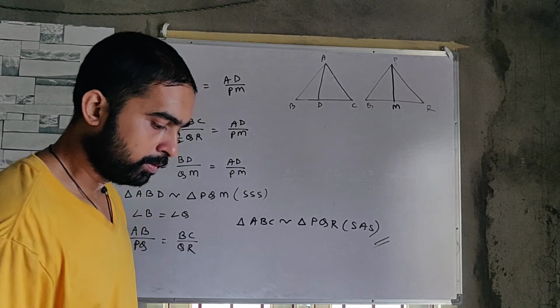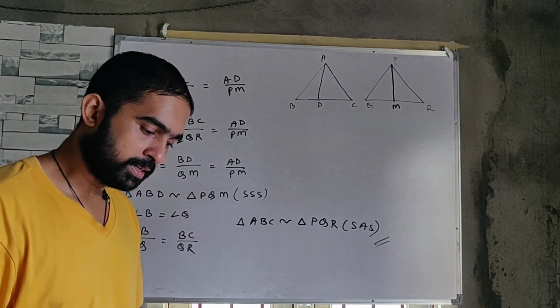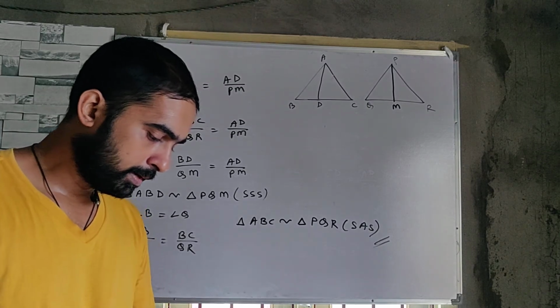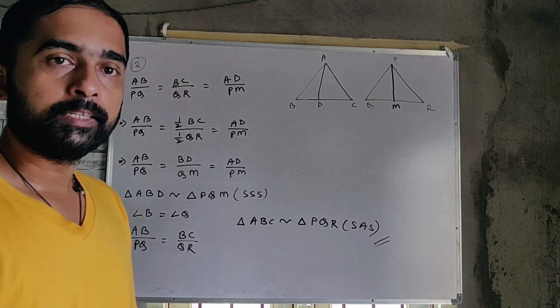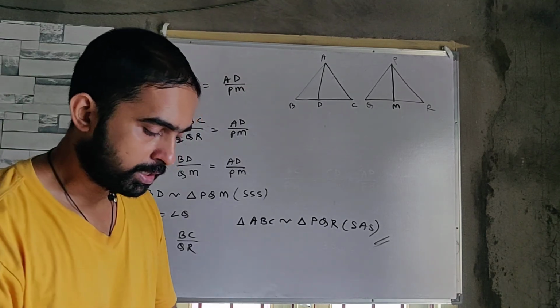So this much is okay for this class. In the next class I will do 13 and 14. Question 14 is the longest question in this whole exercise. Then 13, 14, 15 and 16, and then this exercise is finished. After that we'll start the next chapter.